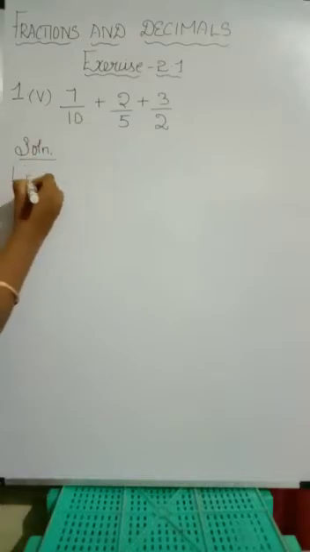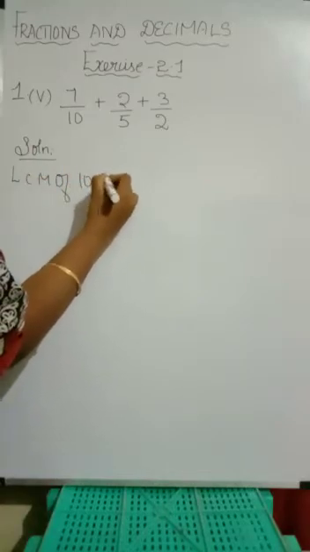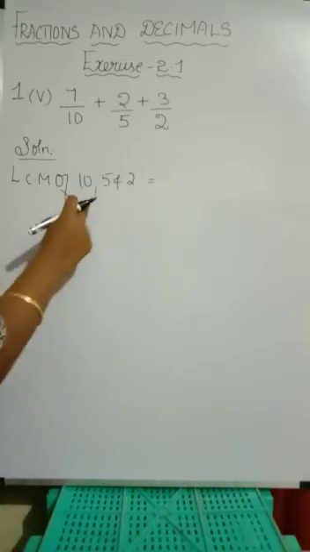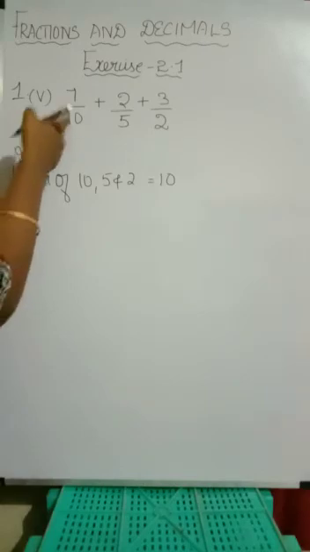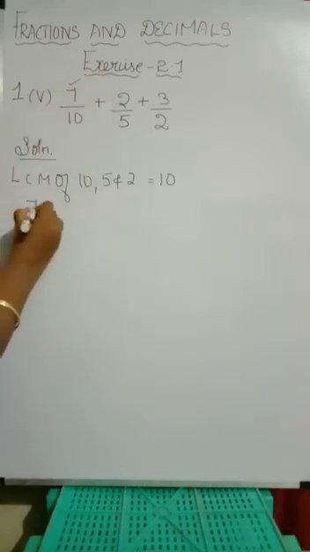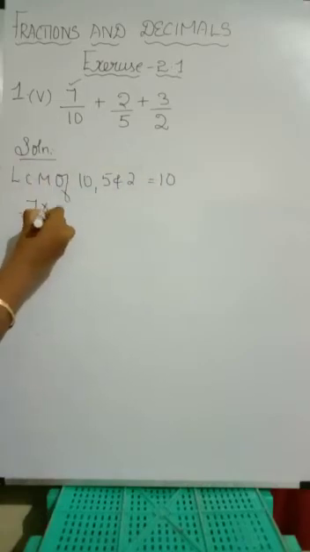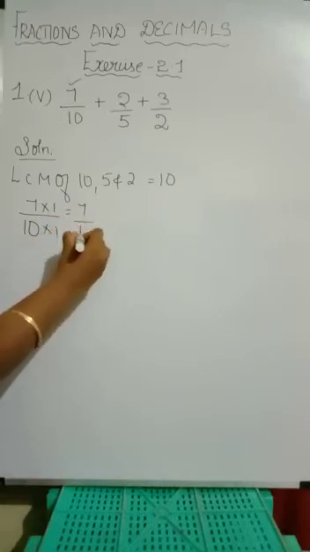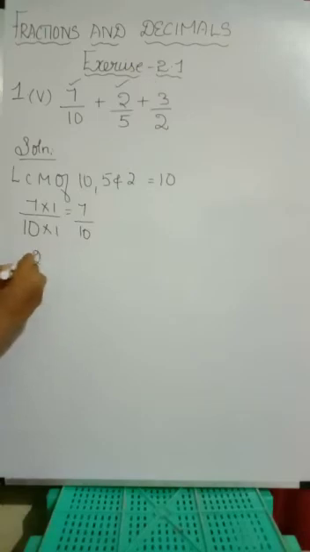What is the LCM of 10, 5 and 2? The LCM of 10, 5 and 2 is what? 10. Okay. Take the first fraction. What is the fraction? 7 by 10. It is already in the form of the LCM. For that, we can multiply both numerator and denominator by 1. We get it as 7 by 10. Then take the next fraction 2 by 5.